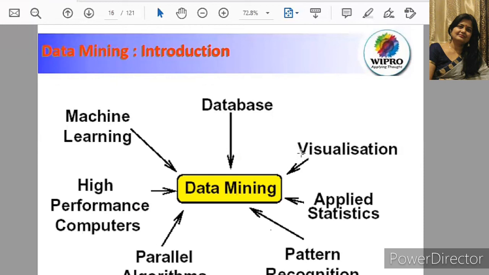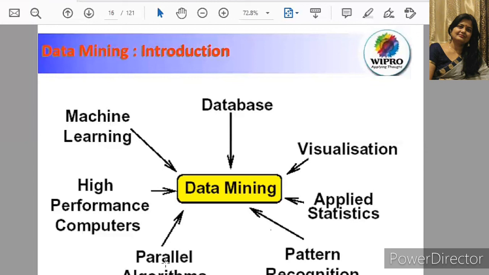So ultimately for that also you have to use data mining. Then applied statistics. All these statistical methods, starting from your set theory, your fuzzy logic, your logic reasoning, all these statistical mathematical methods are basically used for data mining. Pattern recognition, as said earlier, you need to identify patterns. The more easily you identify the patterns, the more easily you will be able to design your data mining algorithm. Then parallel algorithms. Why?